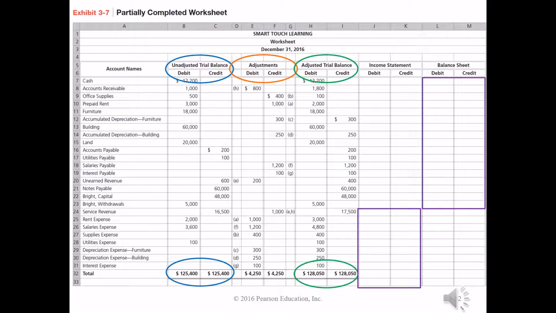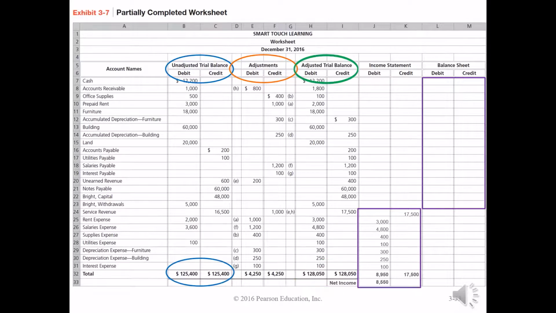Here you can see how we have transferred the accounts over into the income statement columns from our adjusted trial balance. Since our revenue exceeds our expenses, we have a net income of $8,550.